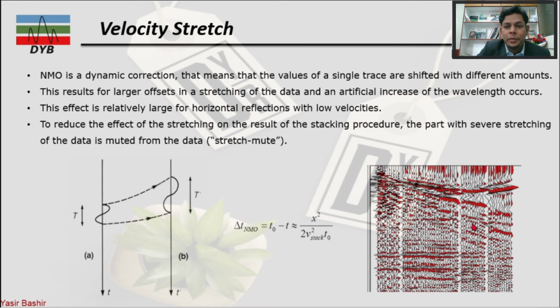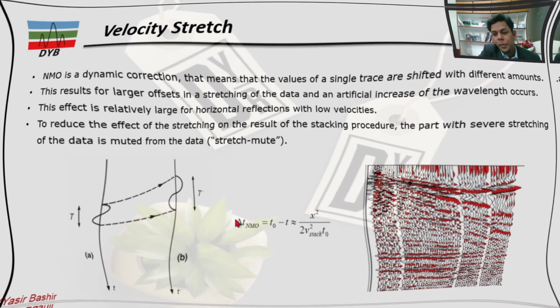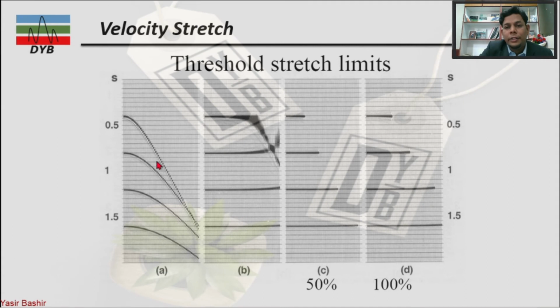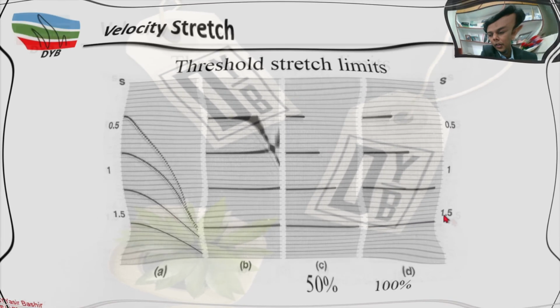So for that purpose, we normally apply the stretch mute, which can be done by this expression. Also in this case, we have four reflectors, like this first one, second, third one. In this figure, the NMO is already applied. So it is the 50% stretch limit. You see the 50% stretching, and this is 100% stretching of the data.